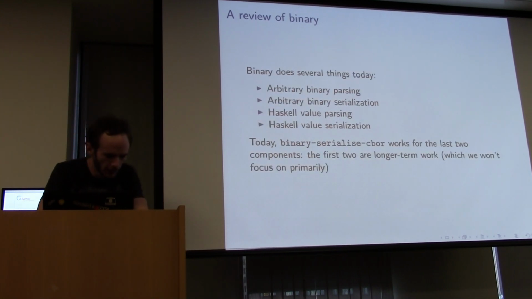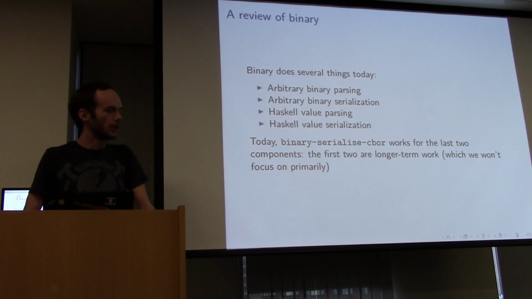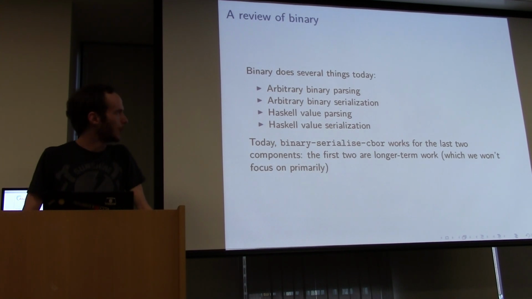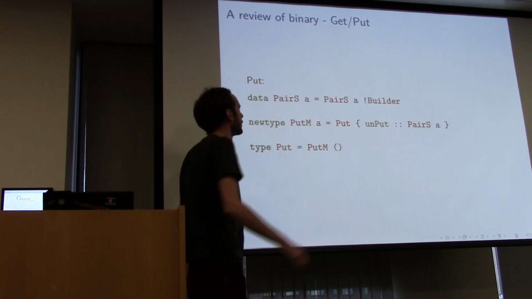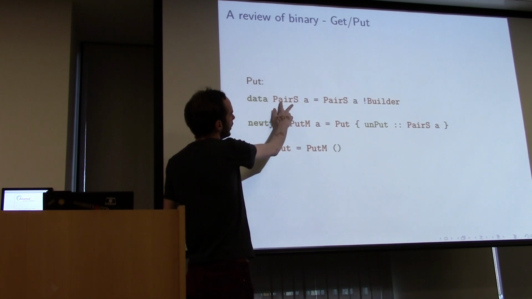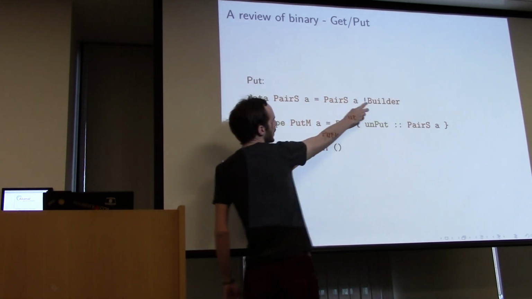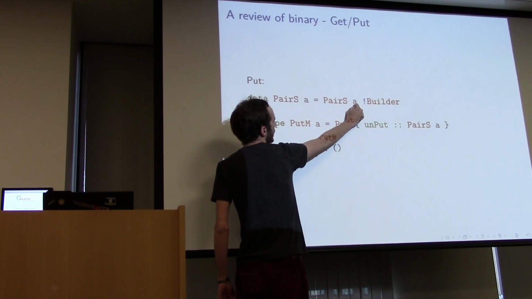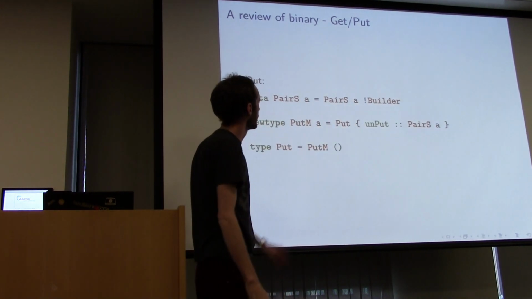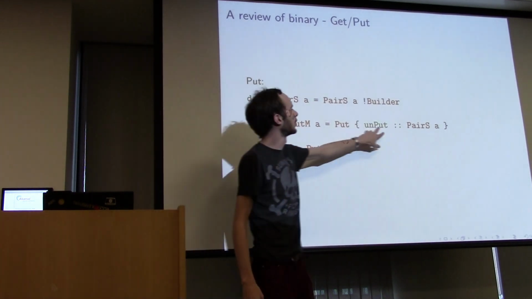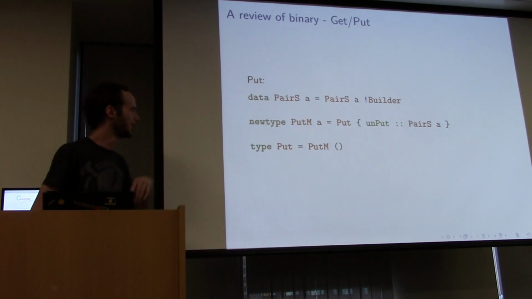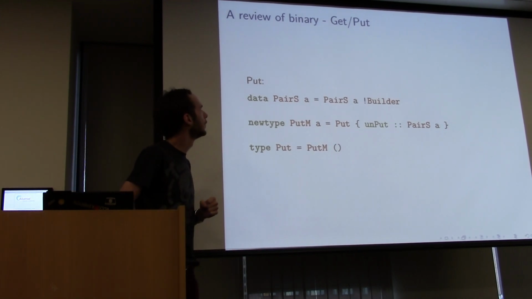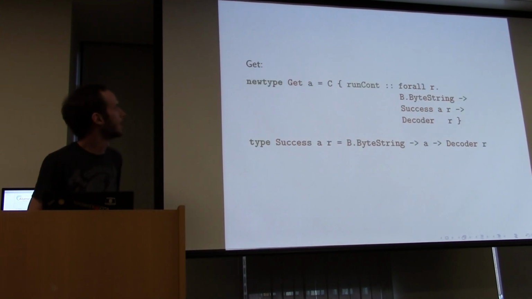So let's start off with a review of binary. Binary has these two types that we use all the time, which are called Put and Get. Put looks like this. If you look at it, there's a special pair. It's not a pair you normally see because it's strict in the second component, but lazy in the first. Then we have PutM, which is just a wrapper around this pair. And then there's another alias here for the simple case where you don't need to return any values. So this is a writer monad.